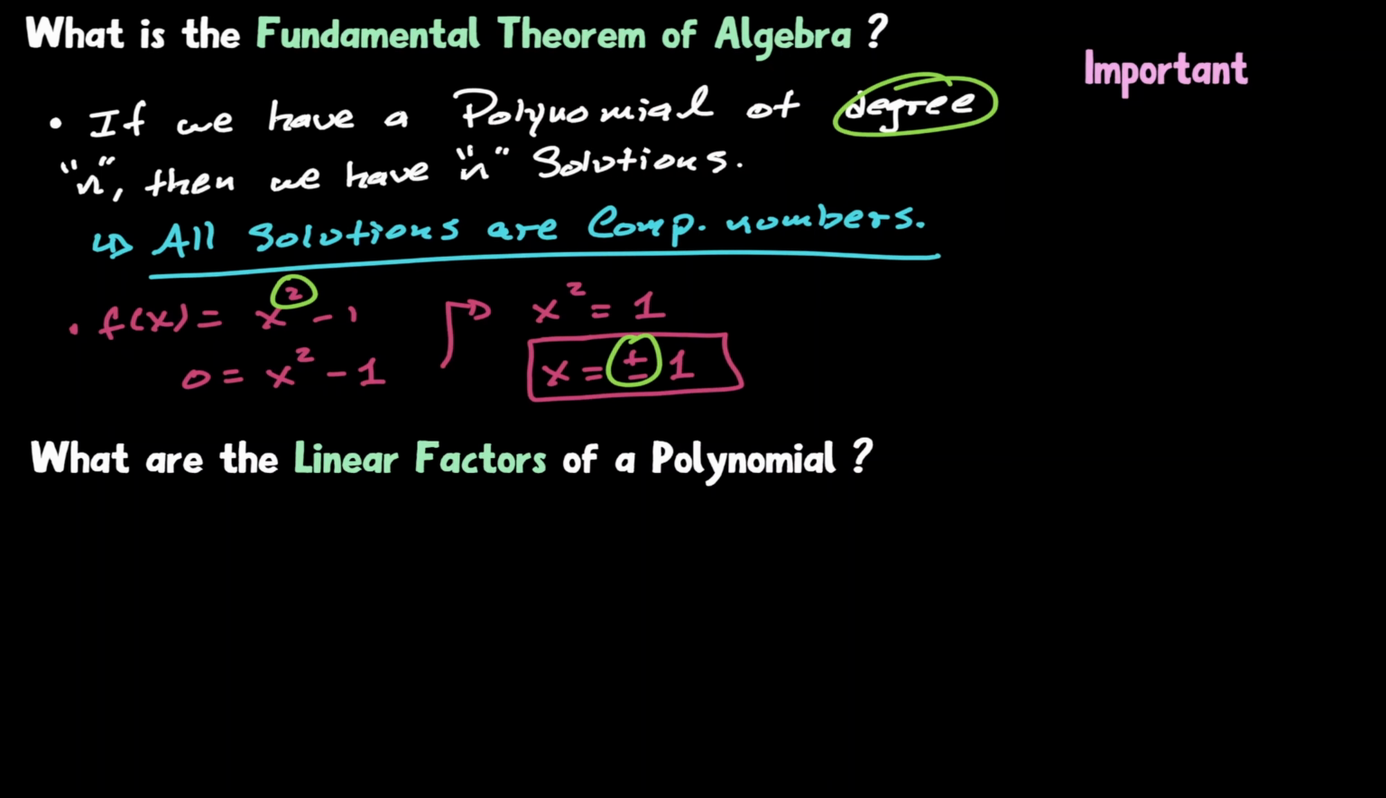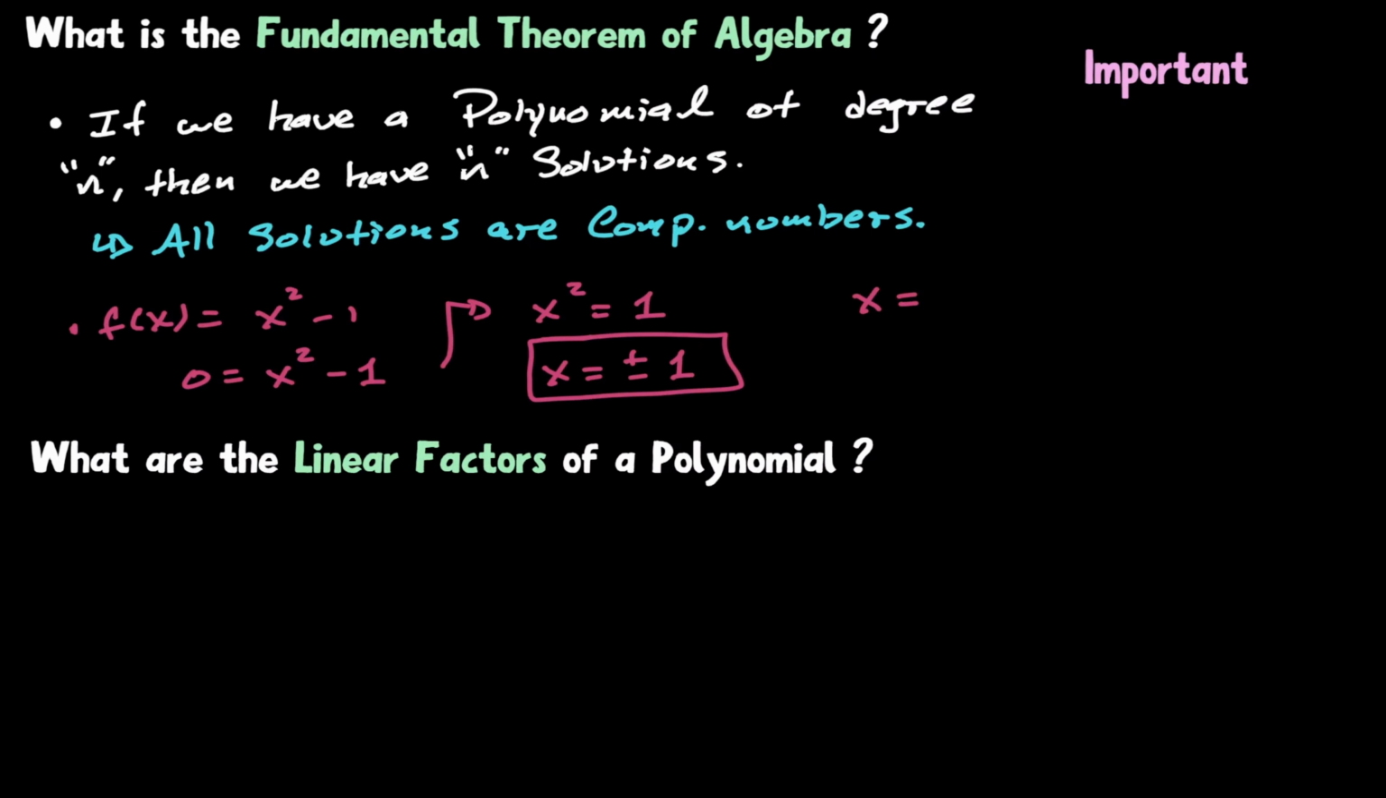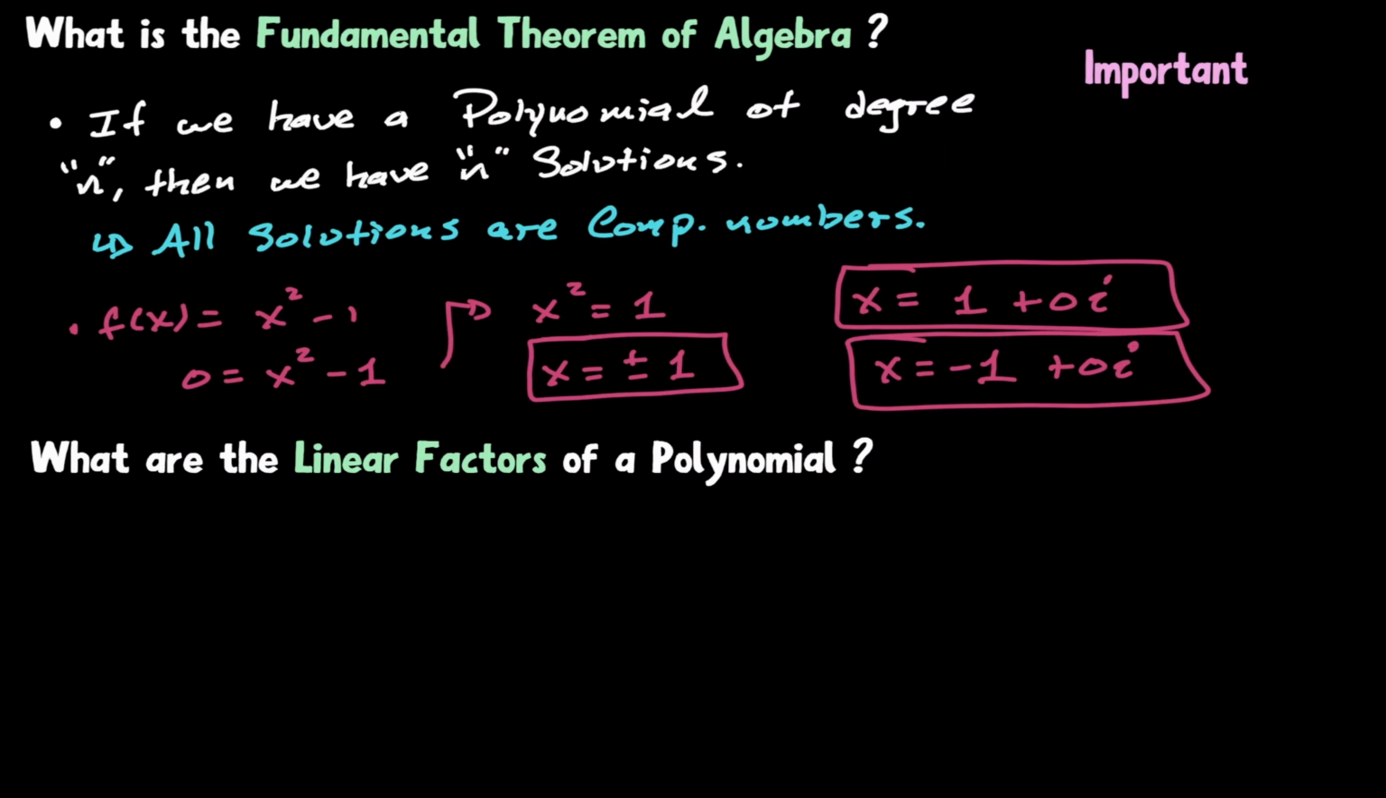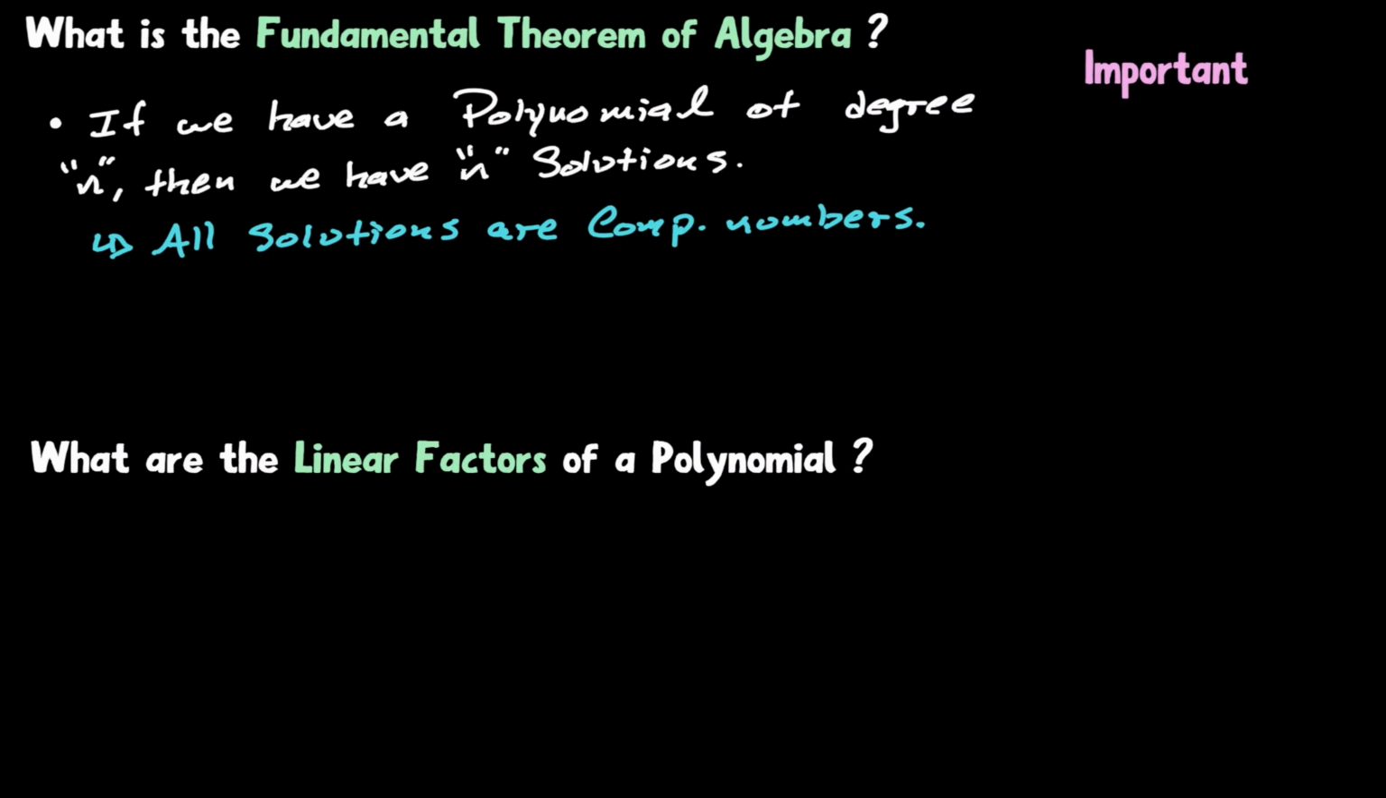But what's the deal with all solutions being complex numbers? Well, here we have our value of x equals 1 and x equals negative 1 as our solution. Well, 1 is a complex number if we set the imaginary part as being 0. And the same goes with negative 1. If we set the imaginary part equal to 0, then notice that any real number is also a complex number. So all solutions can always be classified as a complex number. And this is what we define as the fundamental theorem of algebra.